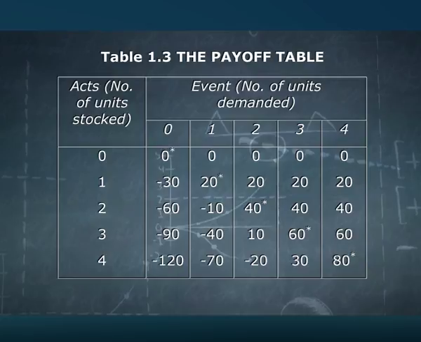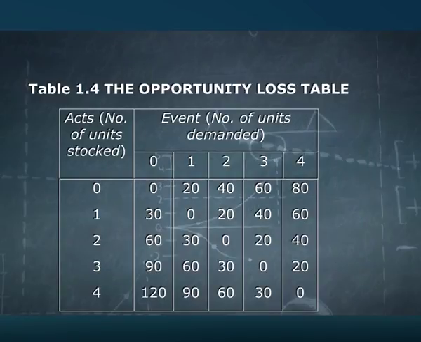Step 1, for each column of the profit table, table 1.3, mark the maximum payoff with a star. The opportunity loss associated with each column maximum is 0. Step 2, the opportunity loss table is constructed column by column by subtracting each value in table 1.3 from the starred value in its column. The resulting opportunity loss table is shown in table 1.4.